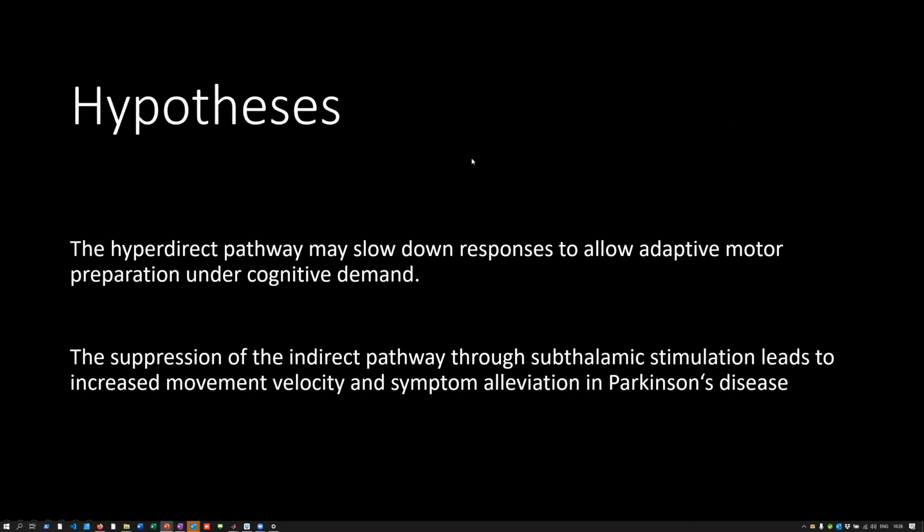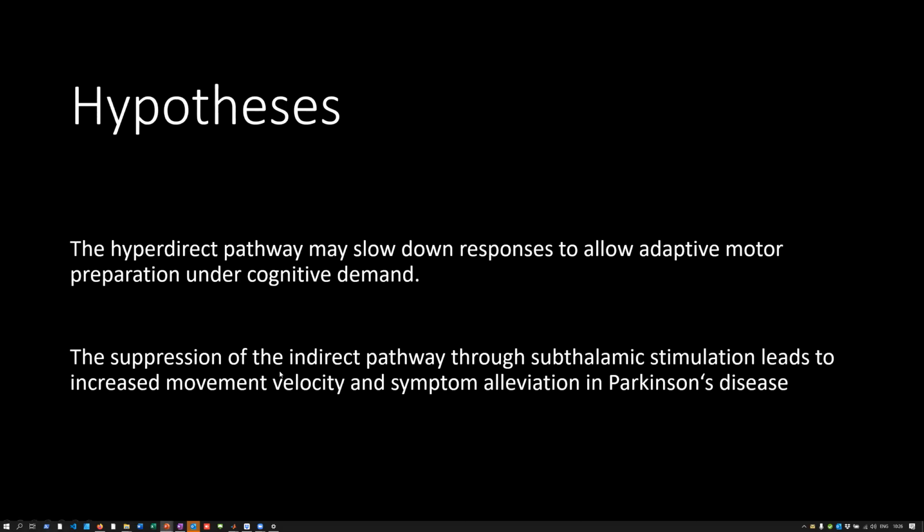First one being that the hyperdirect pathway may slow down responses to allow adaptive motor preparation under cognitive demand. So in other words, this means that the role of the subthalamic nucleus and the cortical subthalamic fibers may be that it buys you time to improve your behavior, and stimulation of this pathway could lead to less time that you can take to prepare your movement, and translating into more erroneous but faster movements.